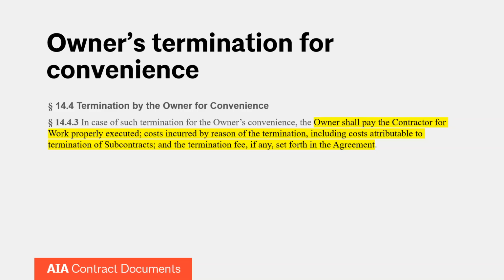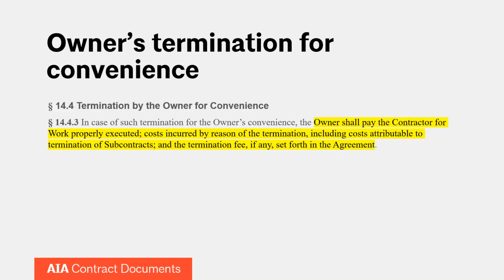The contractor will also be entitled to any costs that are attributable to terminating subs in any manner. So if there's fees that the contractor has to pay to terminate subcontracts or purchase orders, like restocking fees, any of that kind of stuff, all things that the contractor should be making sure to keep track of, and then they'll be able to get their costs for those items as well.